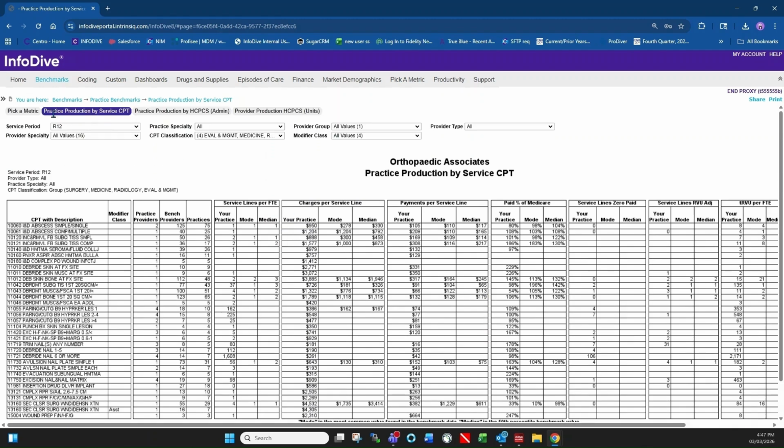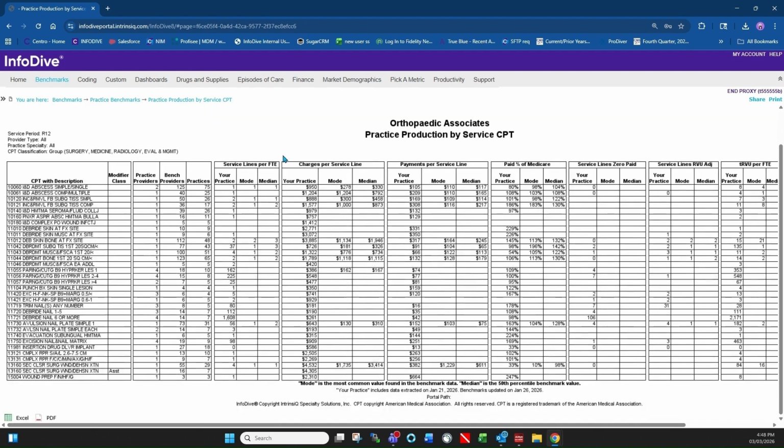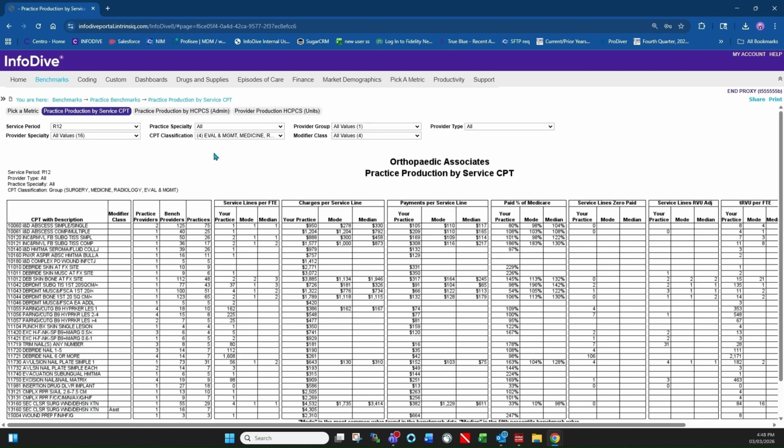Now, what we can do, it's got practice production by service CPT. You will notice that there are multiple options up here to be able to look at specific viewpoints of this report, but we're going to focus just on the practice production by CPT. Once we get here, you will notice that it breaks down all of the different CPT codes that we see within this specific practice. It's giving all practice specialties, so we could narrow it down to just orthopedic surgery if we wanted. We can even just pick the provider specialty.